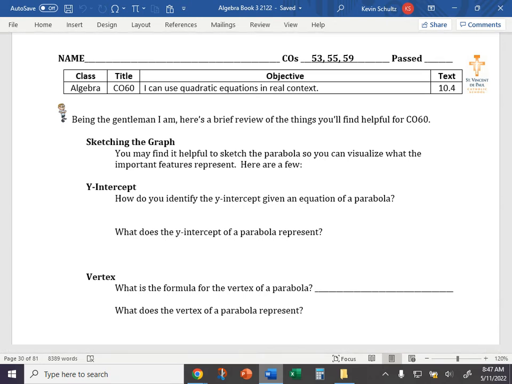Last objective of the unit, CO60. And it's kind of the ultimate quadratic equations objective, because anything that we've done prior is fair game to use in CO60. It's word problems, it's parabolas in context, you kind of have to pull from your toolbox what method to use. There's not one specific one. And so it does pose a little bit of a challenge, but we can handle it.